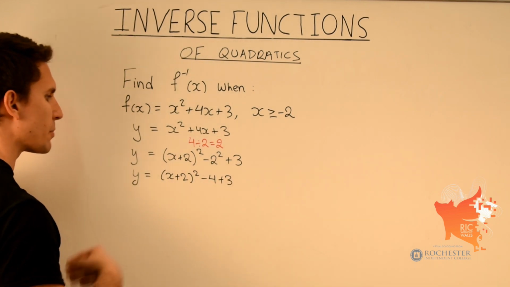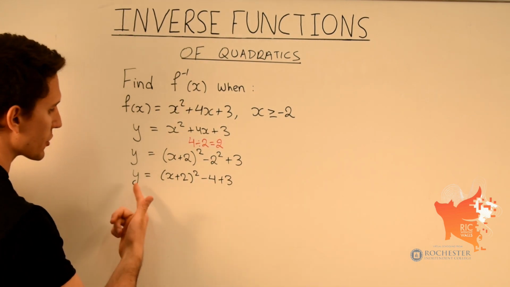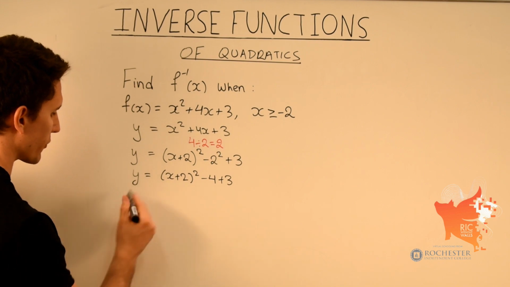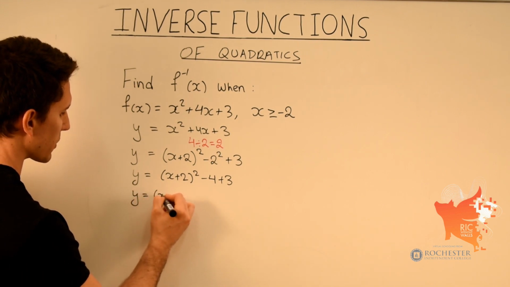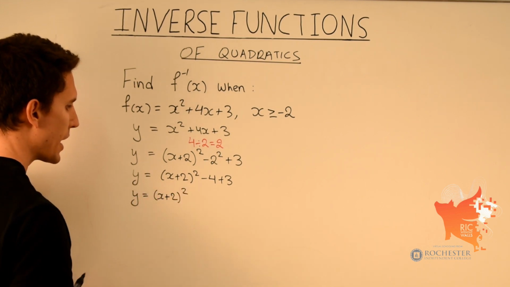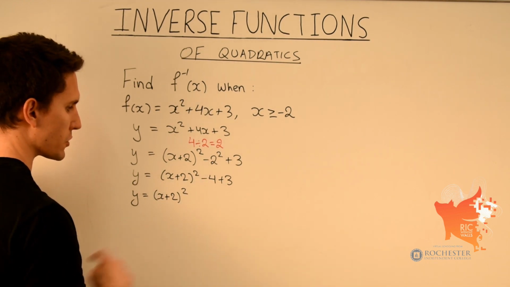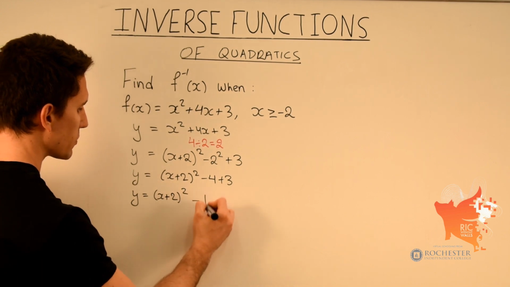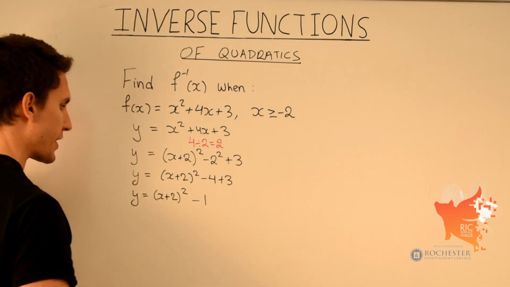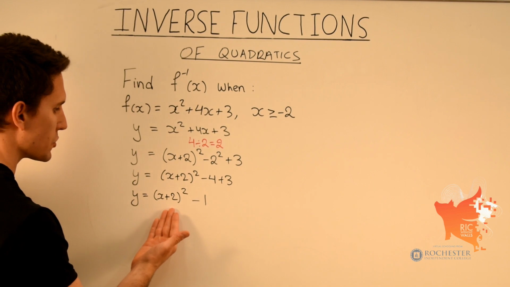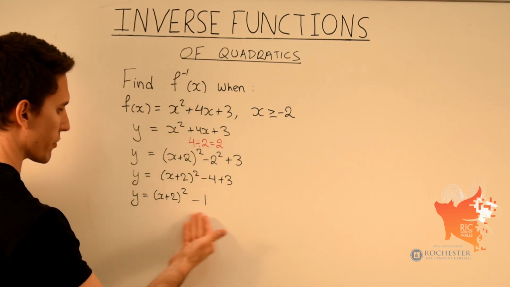Okay, let's go ahead and simplify it one more time. We'll rewrite this expression here. We've got y is equal to x plus 2 squared. Next we've got minus 4 plus 3. Well, that's equal to minus 1. So we can go ahead and write down minus 1. Excellent. So now notice that we've got x plus 2 squared but minus 1 here on the right.